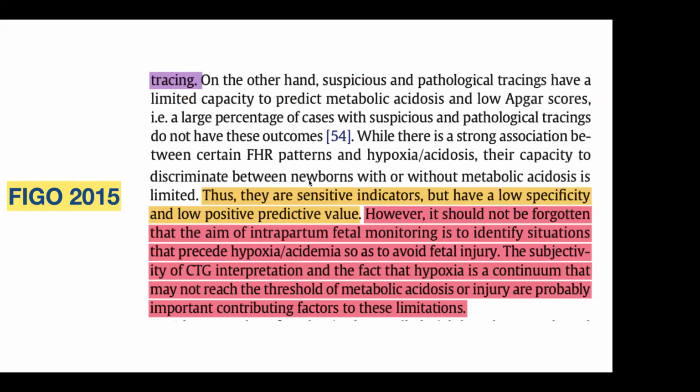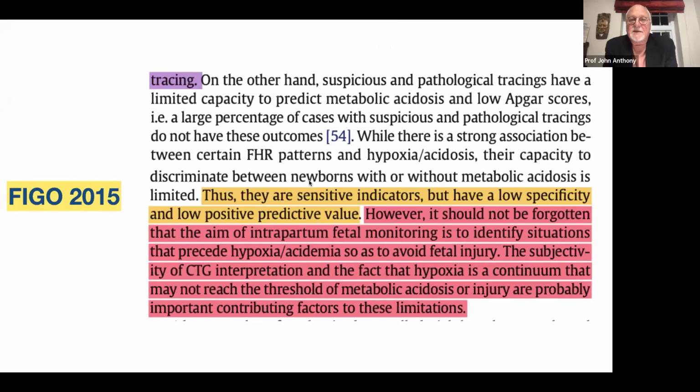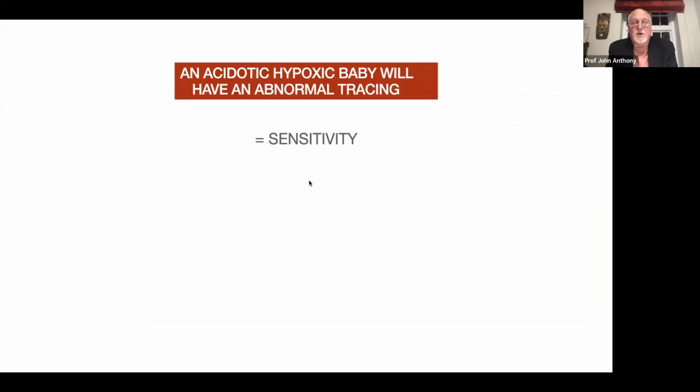So what they've written is that, on the other hand, suspicious and pathological tracings have a limited capacity to predict metabolic acidosis. And in a large percentage of cases with suspicious and pathological tracings, they do not have adverse outcomes. So what FIGO is saying is that an acidotic, hypoxic baby will always have an abnormal tracing. So the abnormal tracings, if the baby is hypoxic and acidotic, the tracing will be abnormal.